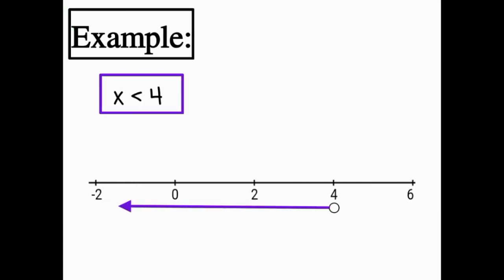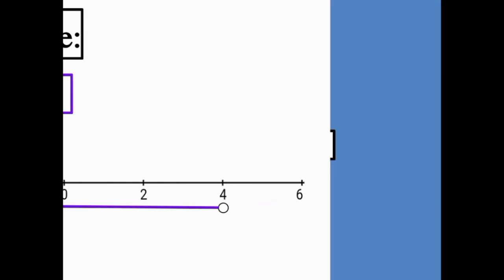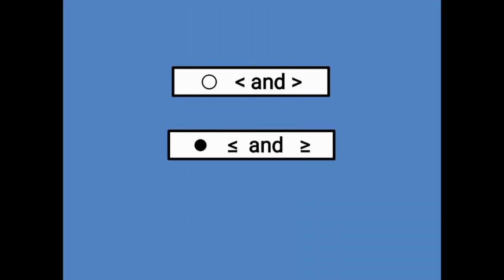The number line here represents the values for x less than 4. This shows the set of all values of x for which x is less than 4. Remember, if a hollow dot is used in a number line, that means the end value is not included. Hollow dot is used for less than and greater than inequalities. A colored in dot is used for less than or equal to and greater than or equal to inequalities. If a fully colored dot is used, that means the end value is included.